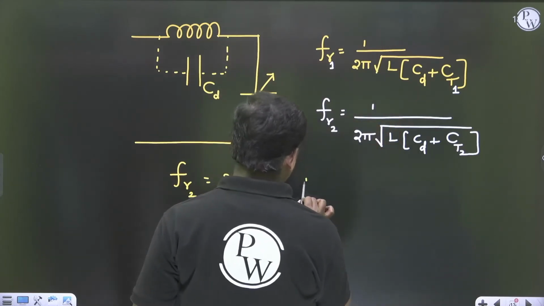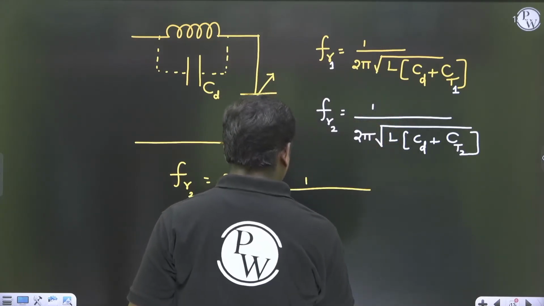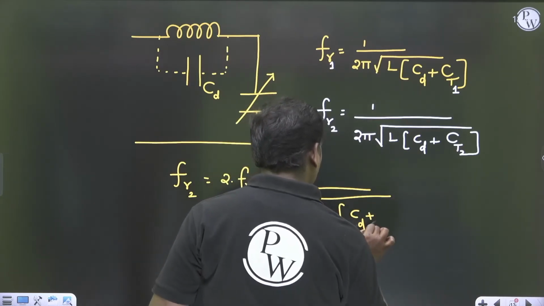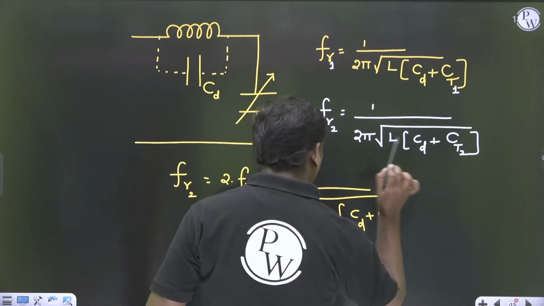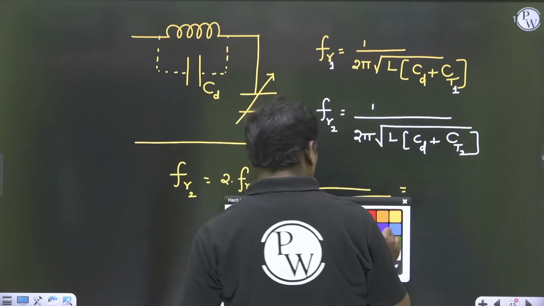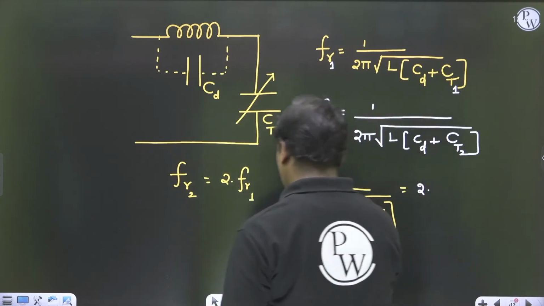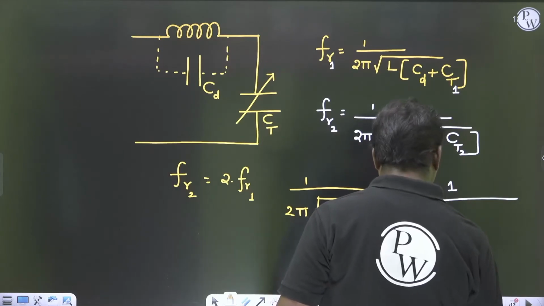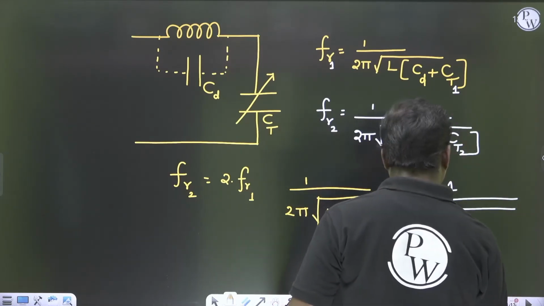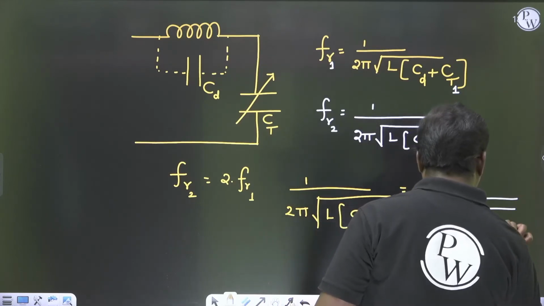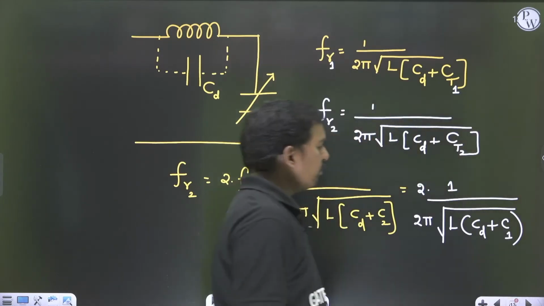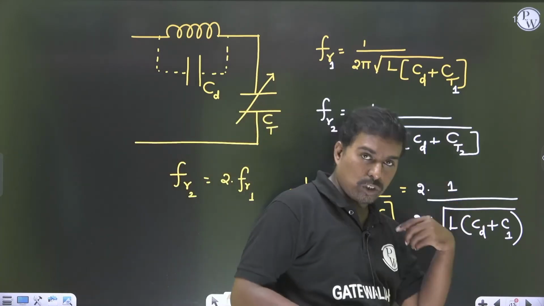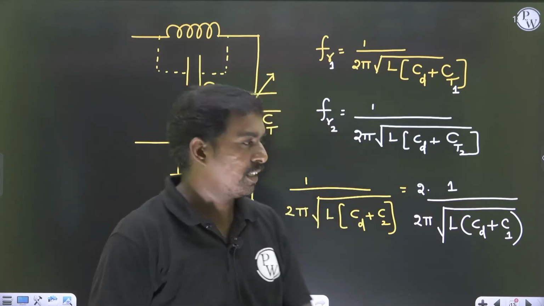So what I can write is 1 by 2 pi square root of L times CD plus CT2, equal to 2 times FR1, that is 2 times 1 by 2 pi square root of L times CD plus CT1. Understood? That is, the second resonant frequency equals 2 times the first resonant frequency.